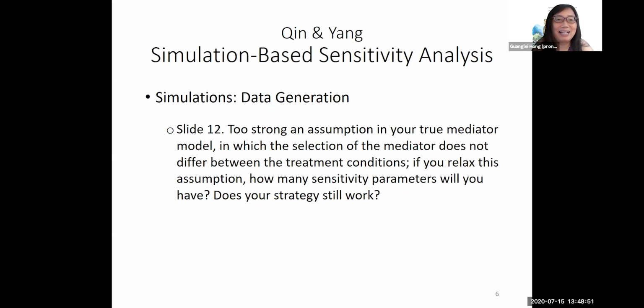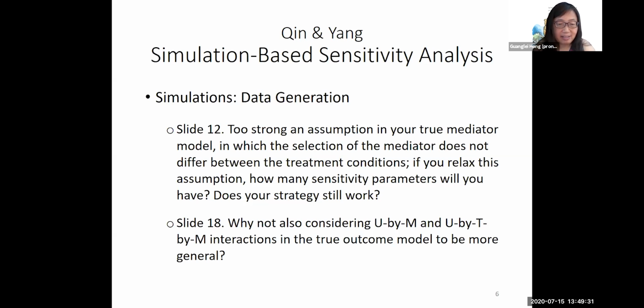You know, it will impress people to see everything got checked off. And a comment on your data generation, your slide 12, you showed your true mediator model. I think it implies a pretty strong assumption because in your model, you didn't allow the selection of mediator to differ between the treatment group and the control group. Because of the true model, you want to be as general as possible. So I wonder if you relax that assumption, how many sensitivity parameters would you end up having? And is your sensitivity analysis strategy still feasible? That's one of my questions.